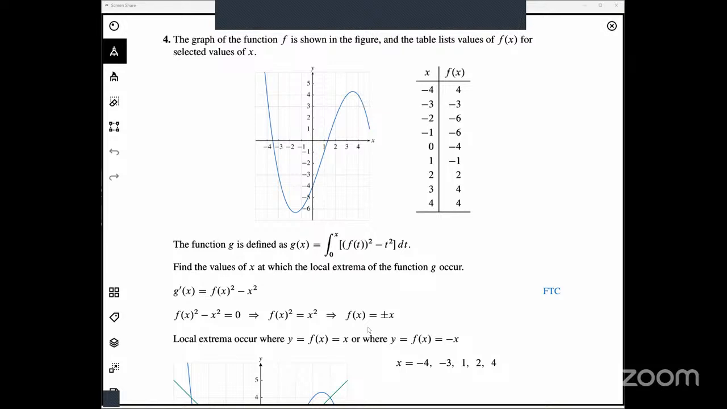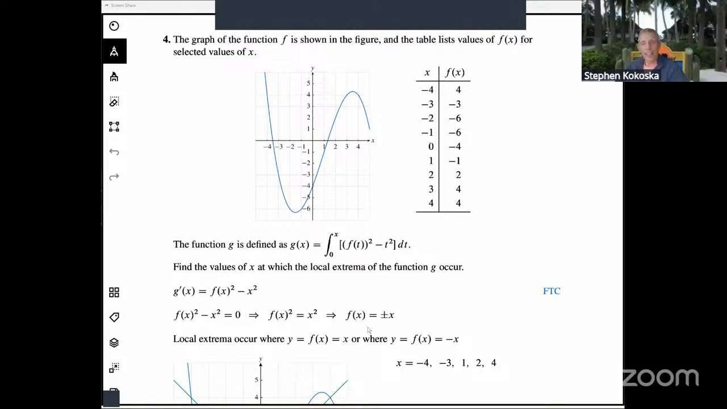All right. So now I've got this function g defined this way. The definite integral from 0 to x of f of t squared minus t squared. A little bit different than some of those that we've looked at before. Can you find the values of x at which the local extrema of the function g occur? Holy Toledo, how do we do that?